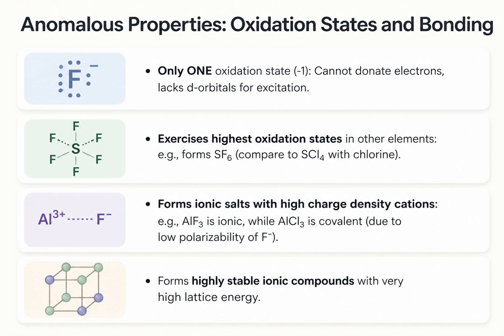First, fluorine only ever exhibits an oxidation state of -1. It is too electronegative to donate electrons and lacks d orbitals to expand its octet. However, it forces other elements into their highest oxidation states, forming compounds like sulfur hexafluoride, high charge density cations like aluminum, whereas aluminum chloride is covalent.